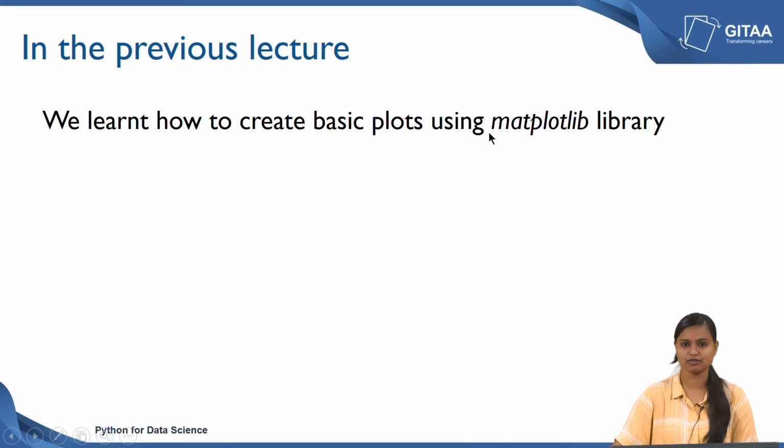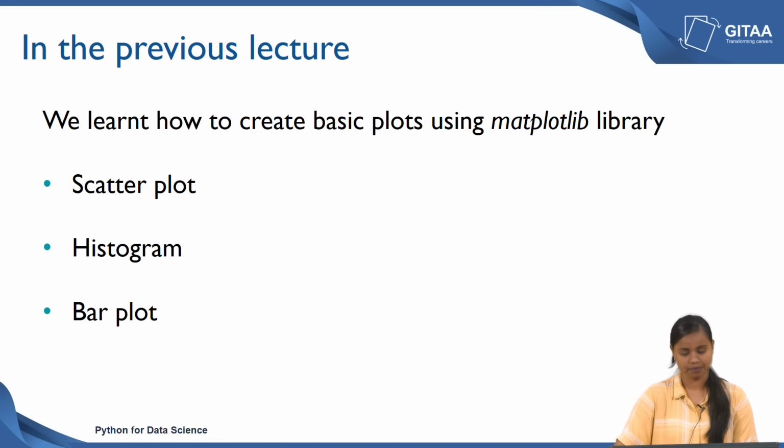In the previous lecture, we looked at how to create basic plots using the Matplotlib library. The basic plots include scatter plot, histogram and bar plot. In that lecture, we saw how to create these plots, we also saw what the Matplotlib library is about, and how to interpret each of these plots.